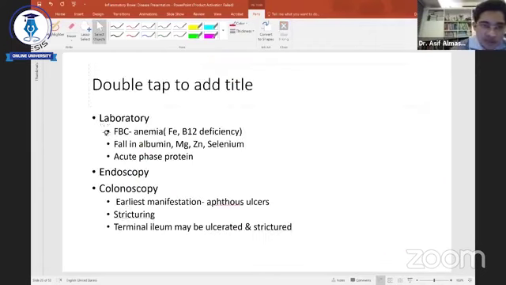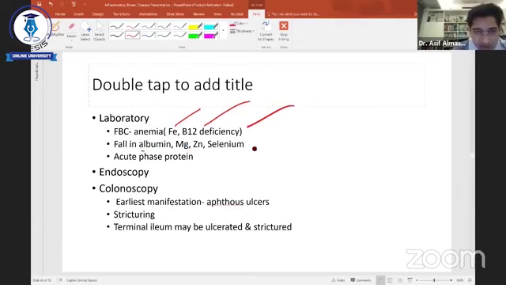Laboratory investigations, again, definitely there may be anemia. There may be anemia due to blood loss, iron deficiency anemia. There may be anemia due to vitamin B12 deficiency, because the terminal ileum is involved. There may be malnutrition. Acute phase proteins will go up.